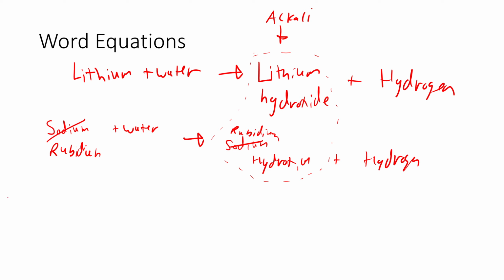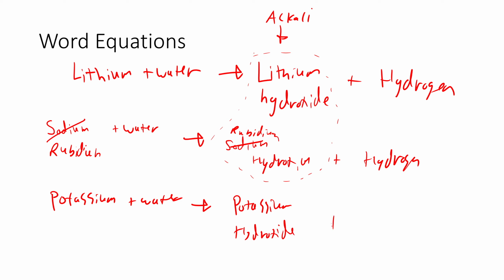So I'd like you to now write the word equation for potassium and water. So pause it, write the word equation for potassium plus water, and then unpause it. Okay, hopefully you've done that, and you should have got it is potassium hydroxide plus hydrogen. So it's relatively straightforward. All the word equations are very, very similar. Now, something that we have to know.